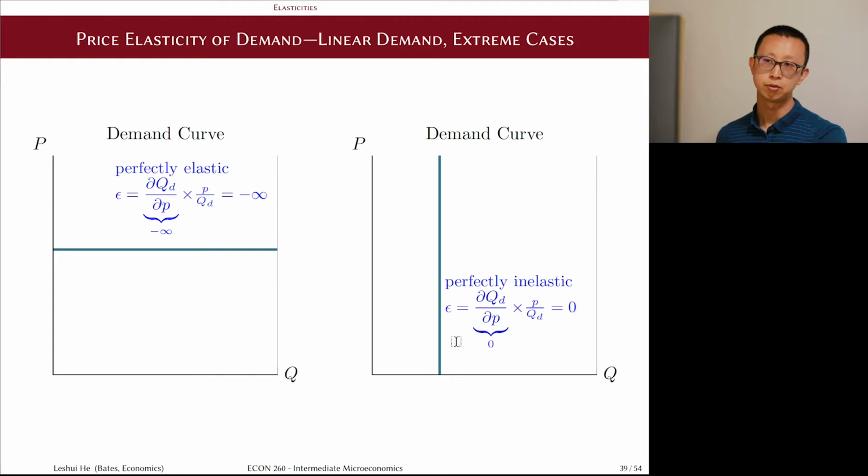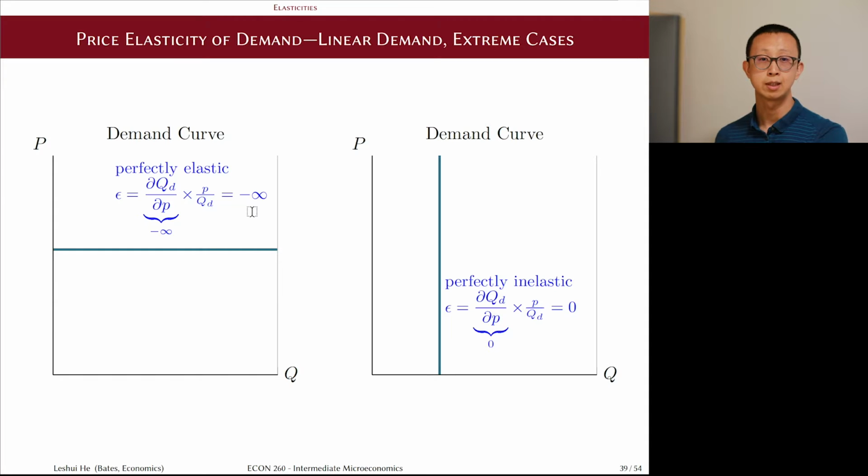The other extreme is a vertical demand curve, which we call perfectly inelastic demand. This is where, regardless of how you change price, the quantity demanded is almost never changing. And the names of these curves are coming from the absolute value of their price elasticity of demand. With an almost flat linear demand curve, because the derivative of the demand function with respect to price is negative infinity, regardless of the ratio of P over QD, the product is always negative infinity.